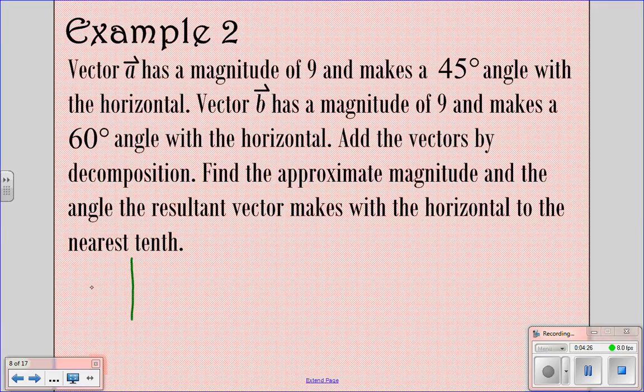So we're going to start by drawing them. So the first one, the angle here is 45, and the magnitude is 9. So to find the x and y, we're going to do sine and cosine. So the cosine of 45 is x over 9. So multiply by 9, and you should get that your x value is 6.36.